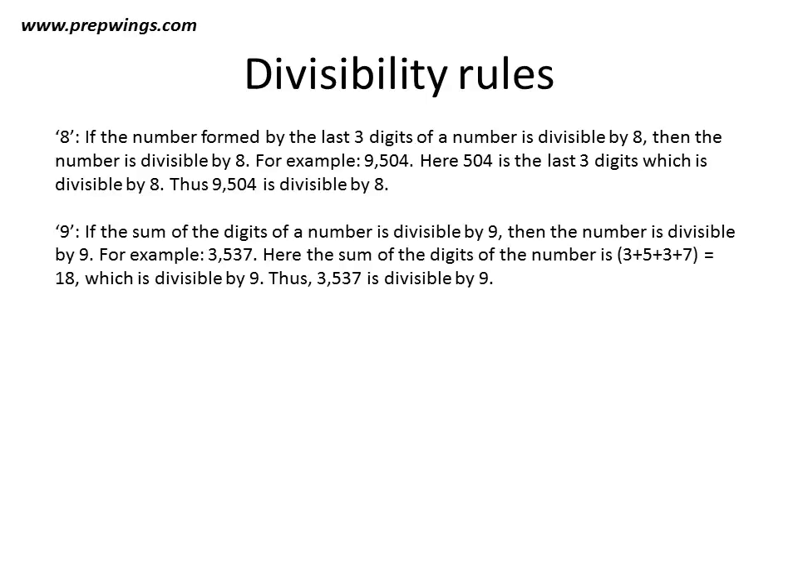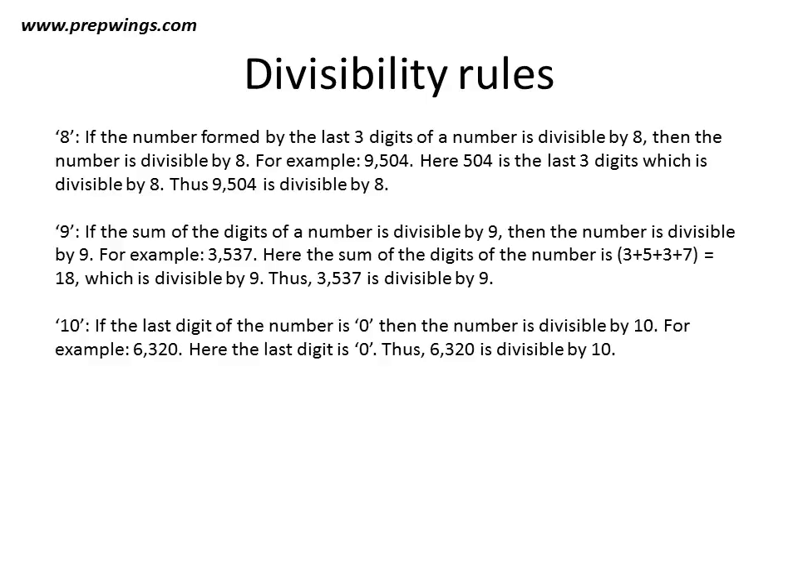Now divisibility rule of 9, it is actually very similar to divisibility rule of 3. Again here also we take the sum of all the digits of a number and we see that that sum is divisible by 9 or not. If the sum of the digits is divisible by 9, then the number is also divisible by 9. For example, the number shown here is 3537. Here the sum of the digits of the number comes out to be 18, which is divisible by 9. Thus this number 3537 is divisible by 9.